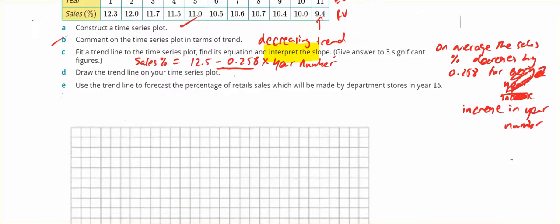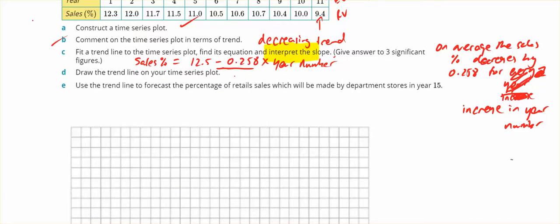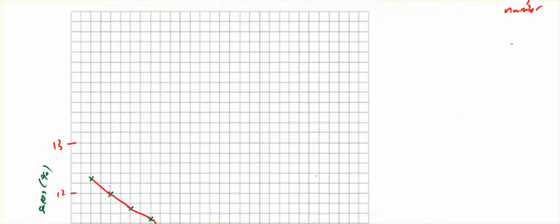So now it says draw a trend line to your time series plot. Okay, how do I draw a trend line? Now trend line just means trend line, I want to make this clear, trend line is the same thing as regression line. So you want to physically draw the regression line on the same time series plot.